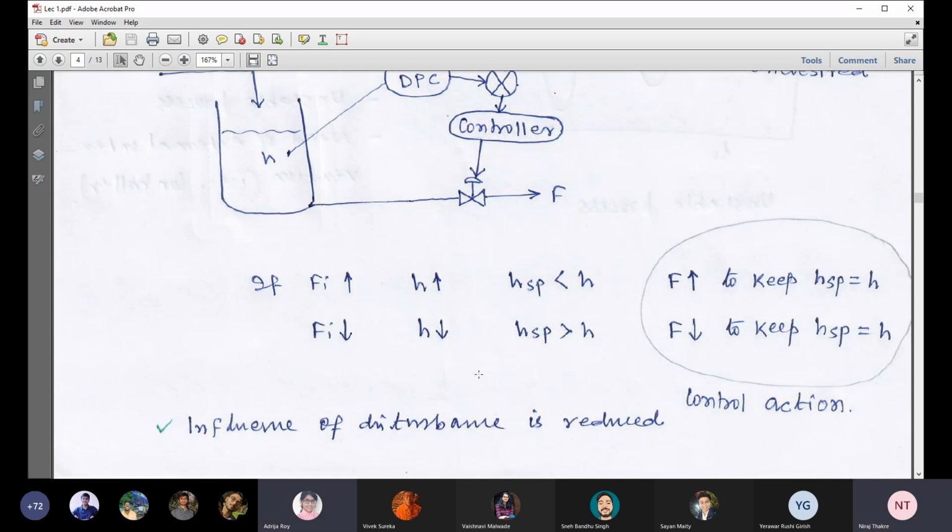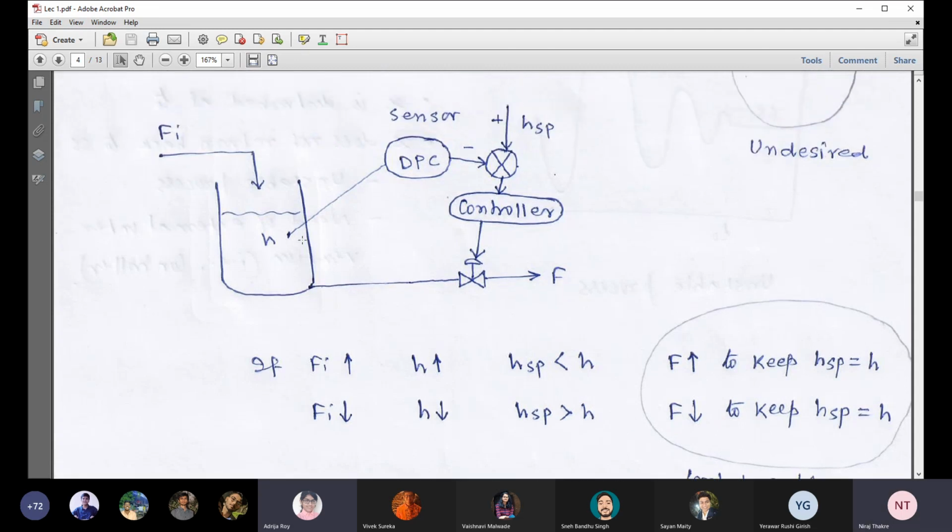Could you please repeat what the control configuration is in this figure? I just wanted to know which combination denotes the control configuration. Is it just the sensor and this one, or the whole thing? Sensor, controller, and comparator. See, this is the additional part if you compare with the open loop process. So this is the control configuration. Okay, sir.